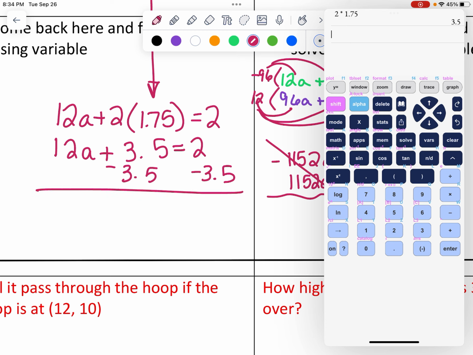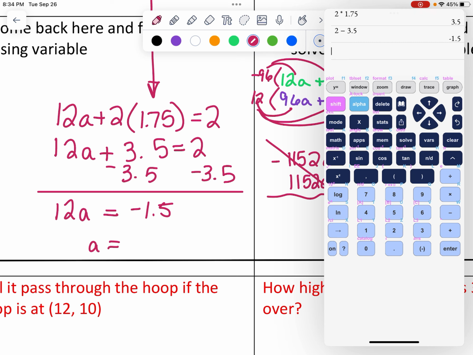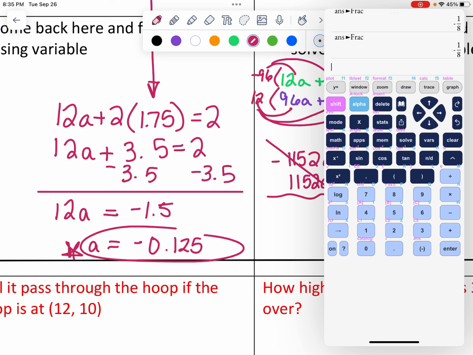Again, this is solving using our skills from chapter 3. So 2 minus 3.5 is negative 1.5, and here's the kicker. Let's see what we get here. I need to divide by 12. Good, I remember that being the answer. Negative 0.125, and I think that's negative 1/8 if I remember my answers. Good, so I know I did that right. Put a star there. We got another answer.